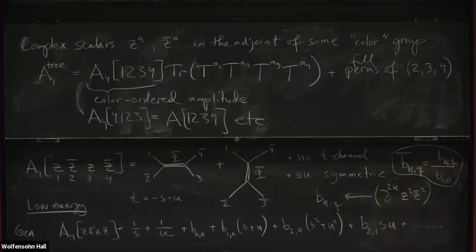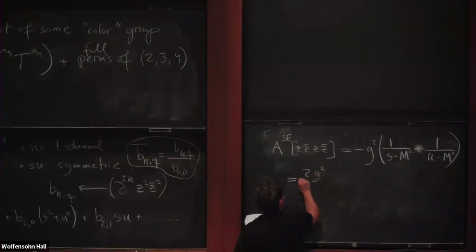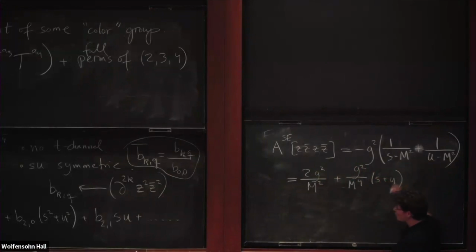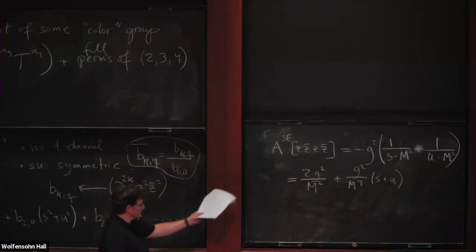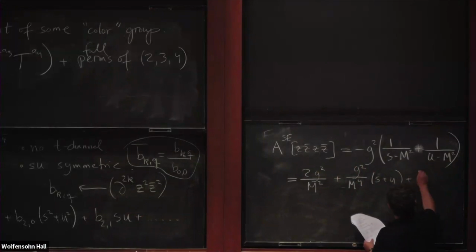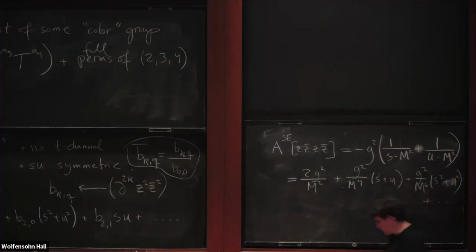Okay, so this is all the same as before, but now things are just a little bit different. I do the low energy expansion. I now have 2g squared instead of 3g squared divided by m squared. I have g squared over m to the 4 times s plus u. I have no SU term, because there's nothing in that amplitude that could possibly mix S and U together. So that is not there. But I have g squared over m to the 6 times s squared plus u squared. And so on. And if I look at this.